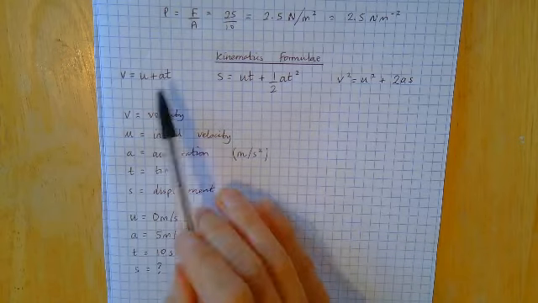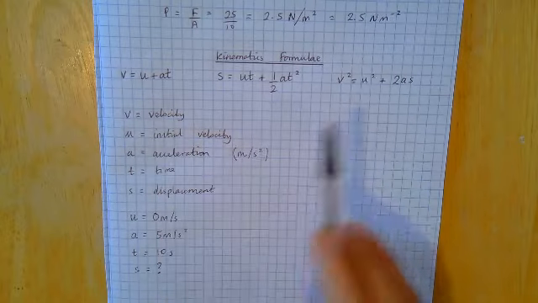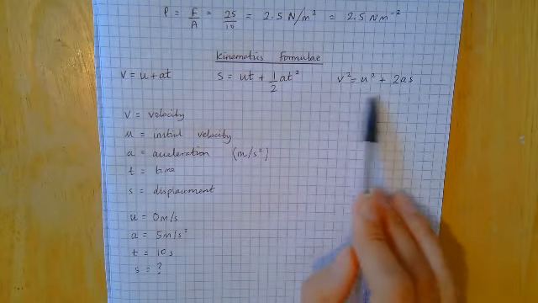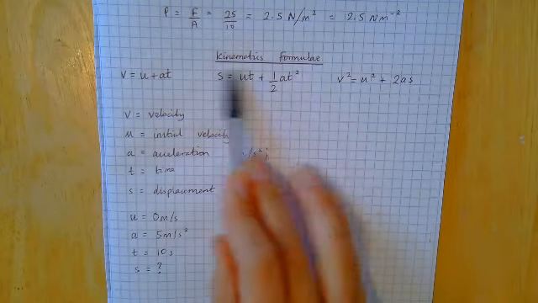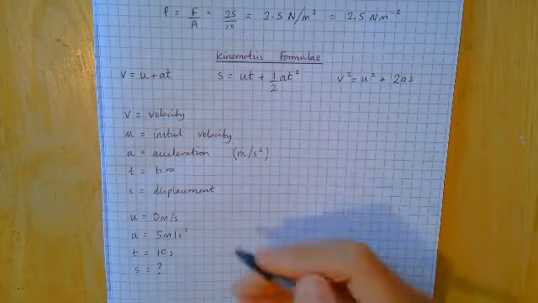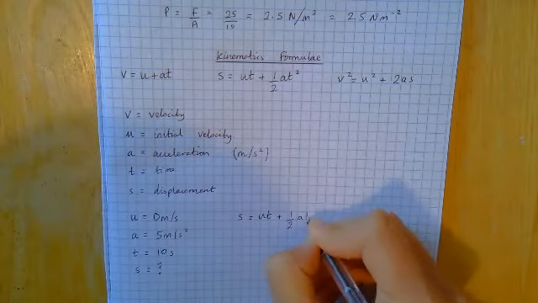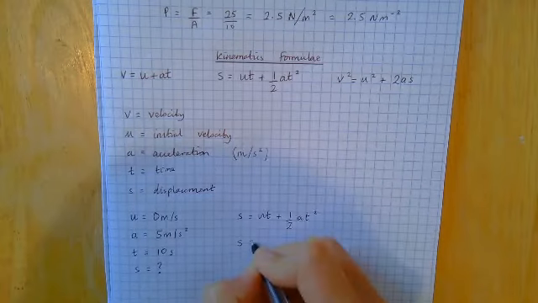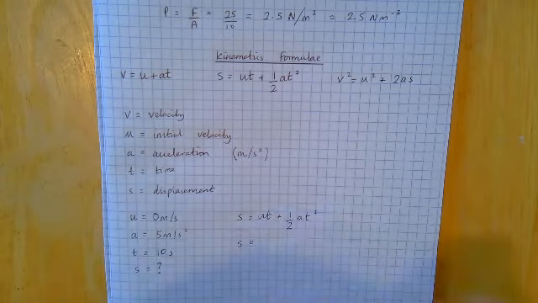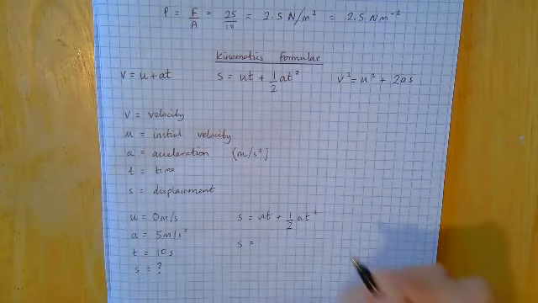You need to pick the equation that fits. So I've got a U, an A, and a T, and I want an S. Well, that doesn't have an S in it, so I can rule that one out. That one doesn't have a T in it, so I can rule that one out. This is the one that I'm going to be using. Okay, so let's write it down. So I've got S equals UT plus a half AT squared.